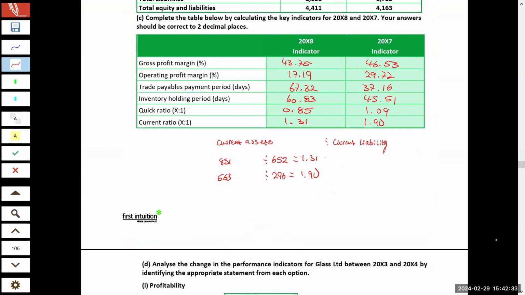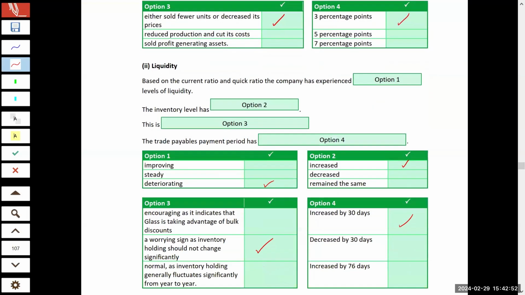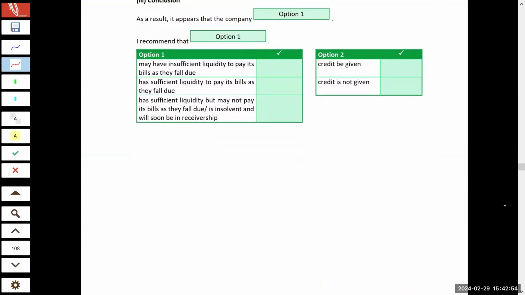The gross profit margin has fallen, the operating profit margin has fallen, the amount of time it takes to pay suppliers has gone up, the amount of inventory in stock has increased, the quick ratio and the current ratio, everything has deteriorated. So that would imply that there's going to be issues with this company paying the bills. So I'd say that actually there is insufficient liquidity to pay the bills as they fall due.